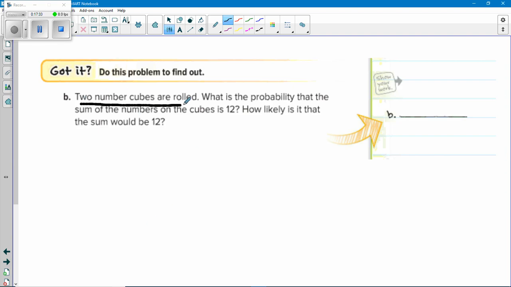2 number cubes are rolled. What is the probability that the sum of the numbers on the cubes is 12? How likely is that the sum would be 12? Well, how many numbers on a die? 6. And on another one, 6. So 6 times 6, there's 36 different rolls. How many ways can you roll a total of 12 on a pair of dice? If you remember from last homework, one way, double sixes. So 1 out of 36. How likely is the sum would be 12? Unlikely, because 1/36 is much lower than 1/2. It's closer to 0, so it's unlikely.